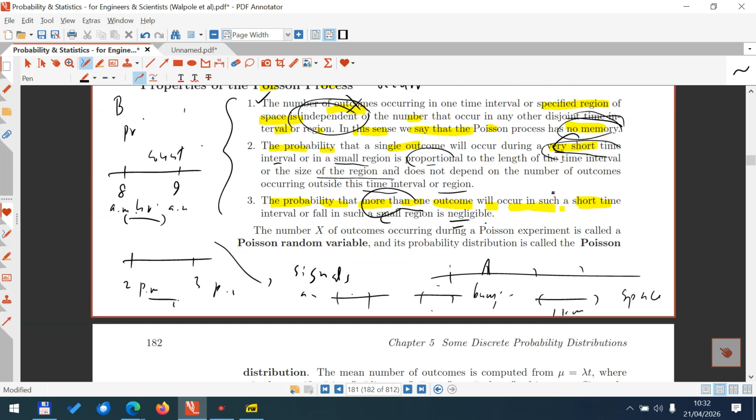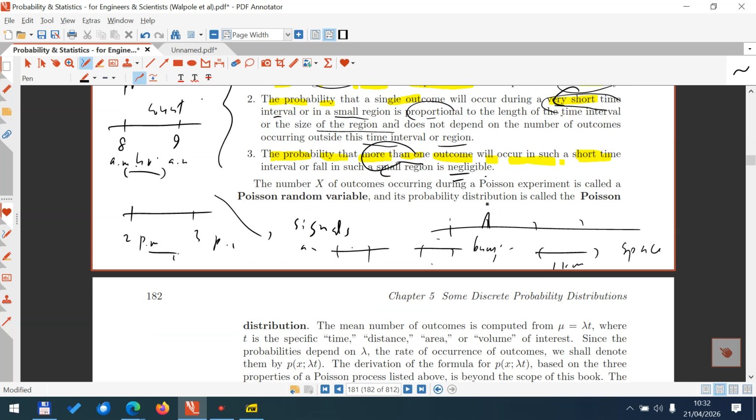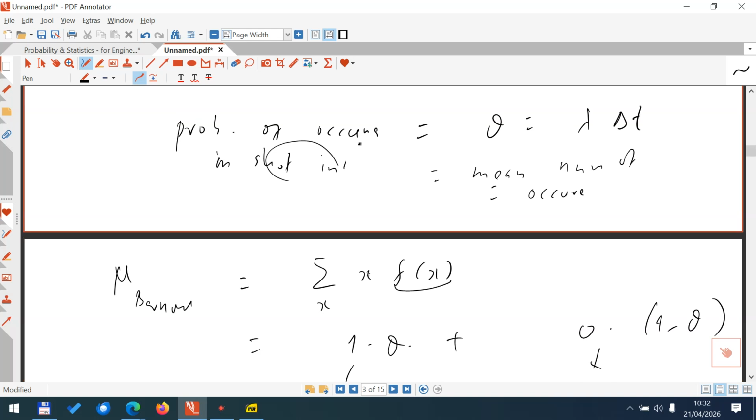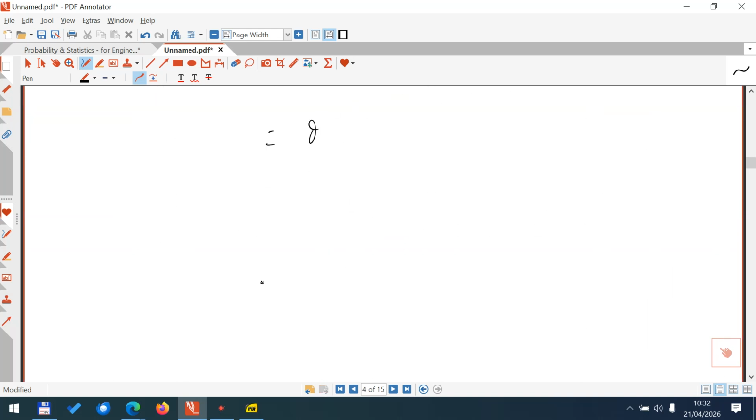So, yeah, why did I discuss this? It was to explain this third point. Now you will understand why this third point is so linked to that. The probability that more than one outcome will occur in such a time is negligible. And you can actually imagine this. Let's zoom in. So I am now imagining one interval. If I want to have two occurrences rather than just one, then I have to break it down, so I will say there is one occurrence here and one occurrence here.